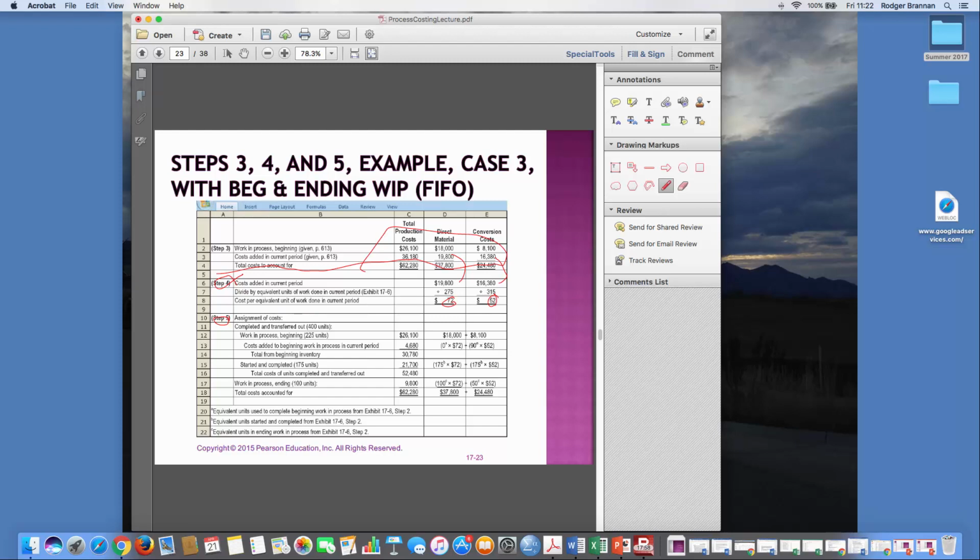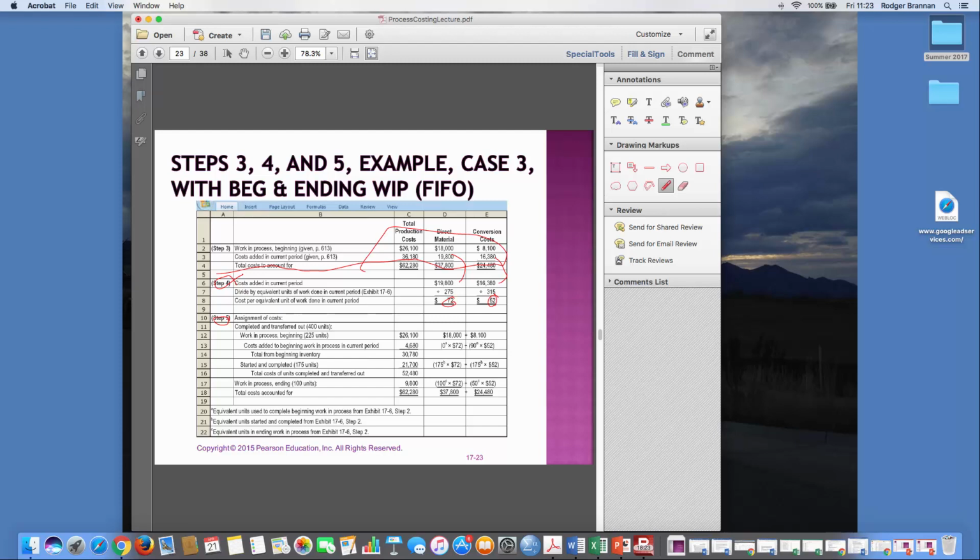So what I want to do with step number 5 is do this in layers. I have what I started with, the 225 sitting there in beginning inventory that had a certain amount of material cost and conversion cost. Then, what did I need to add to that to finish beginning inventory? No more materials were needed, but we had to add the other 40%. So I have the 4680.